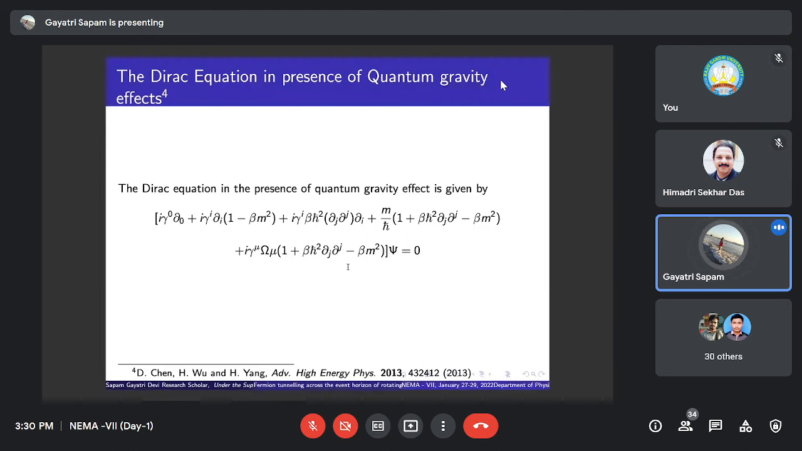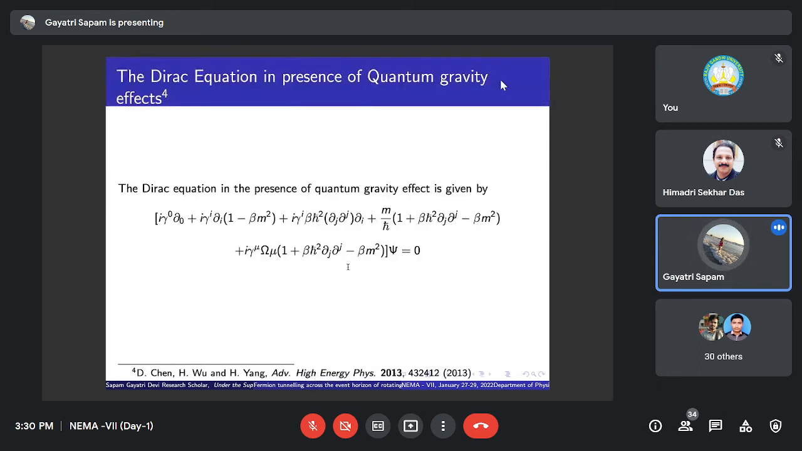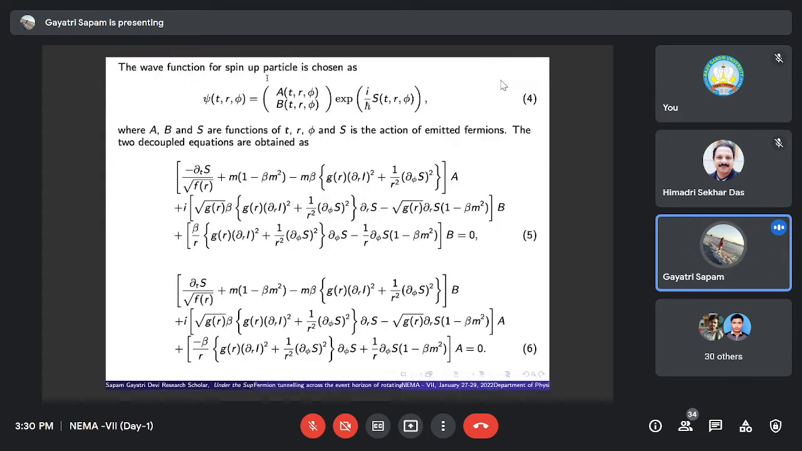So while trying to solve this equation, we consider the gamma matrices for the rotating BTZ to be this equation 1, 2, and 3, and we will incorporate this in the Dirac equation, and we need a wave function to solve it. The wave function for the spin-up particle is chosen by equation 4. I consider spin up. We can go for spin down particle also, but for spin down also, the wave function will be the same. And while solving the Dirac equation, we will get two decoupled equations, number 5 and 6.